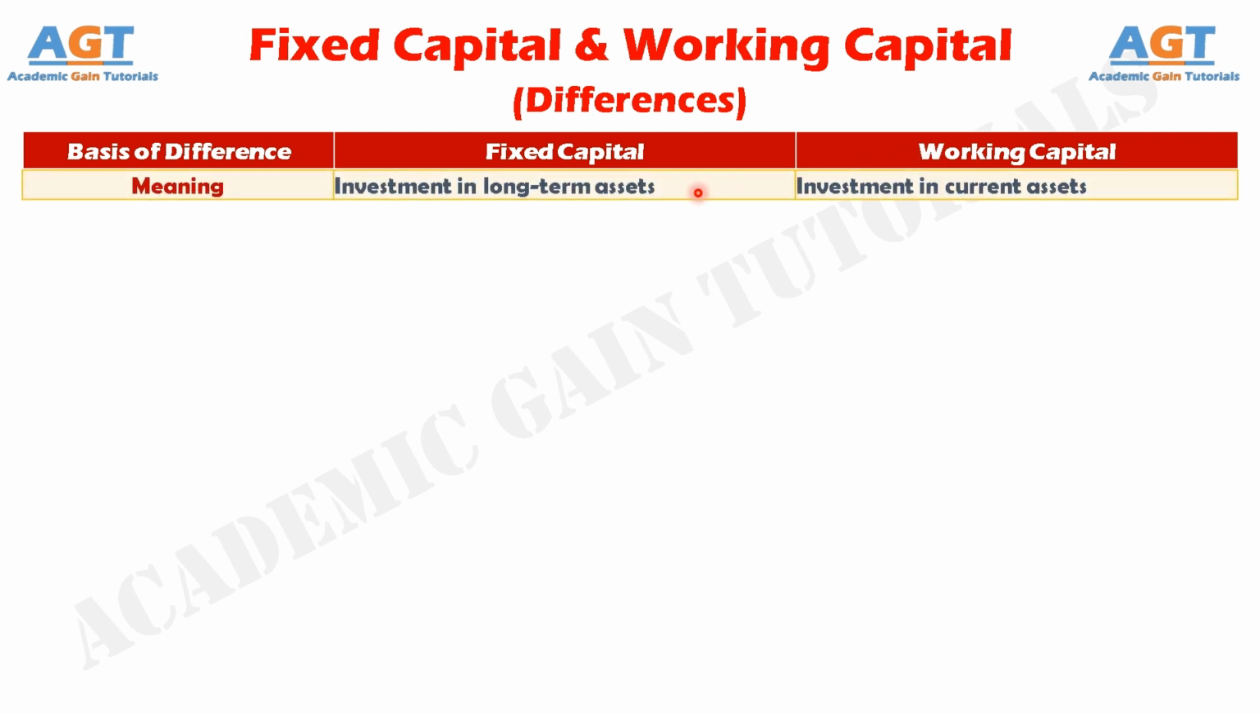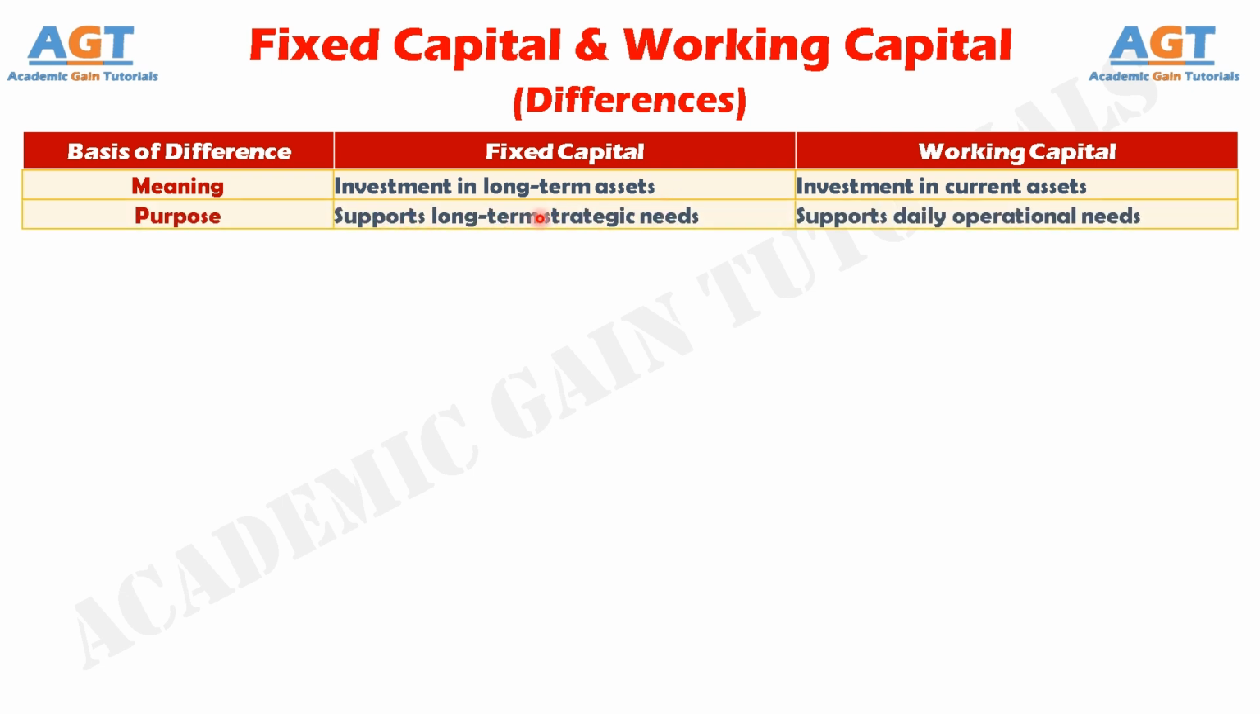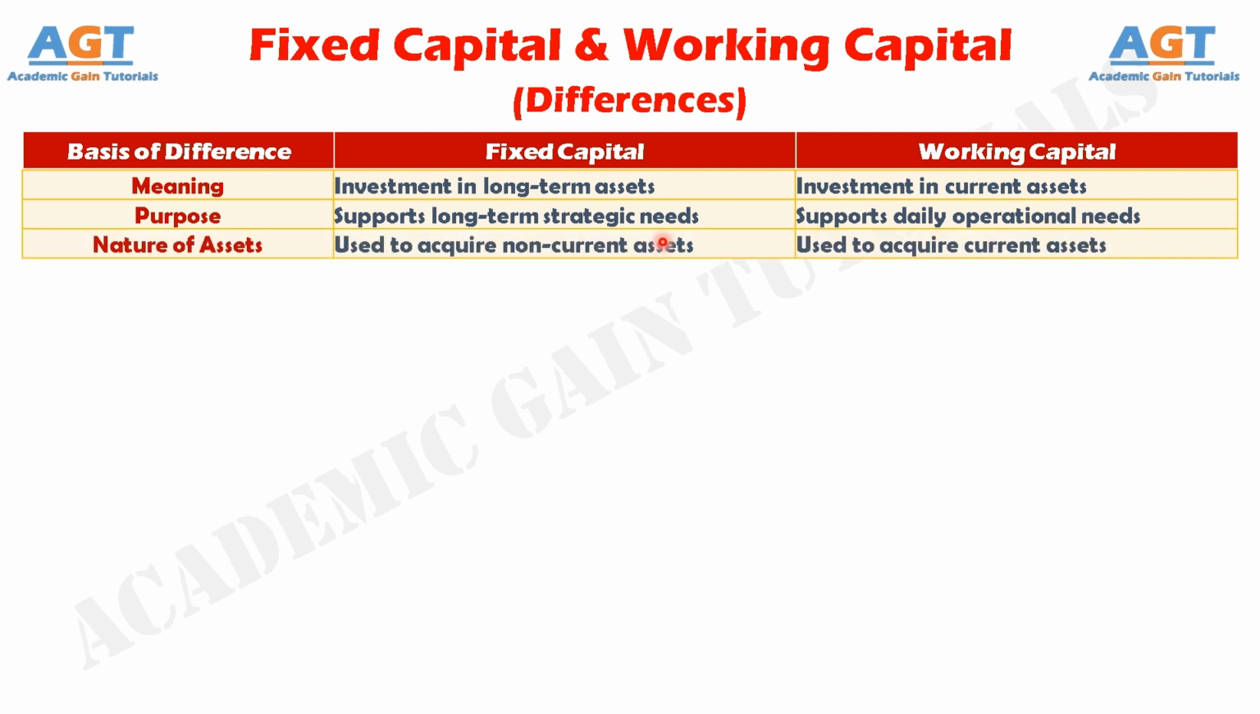Difference number 1. Fixed capital is the investment in long-term assets, whereas working capital is the investment in current assets. Number 2. Fixed capital supports long-term strategic needs, whereas working capital supports daily operational needs. Number 3. Fixed capital is used to purchase non-current assets, whereas working capital is used to purchase current assets.